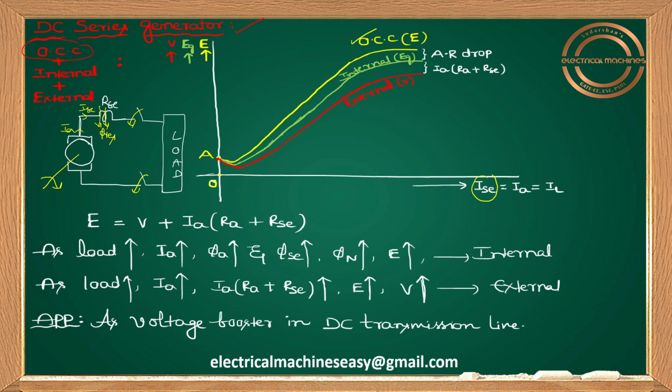Okay, so just like for DC shunt and DC separately excited, OCC will be like this. Though it is imaginary, you'll be having characteristics. This yellow color graph indicates OCC, the graph between E versus ISC.